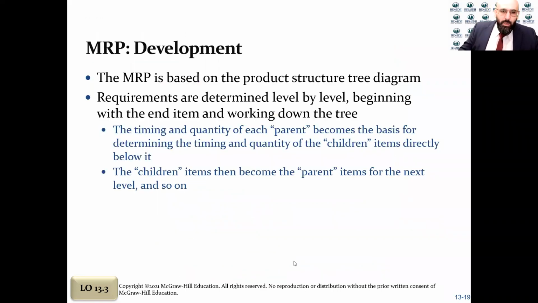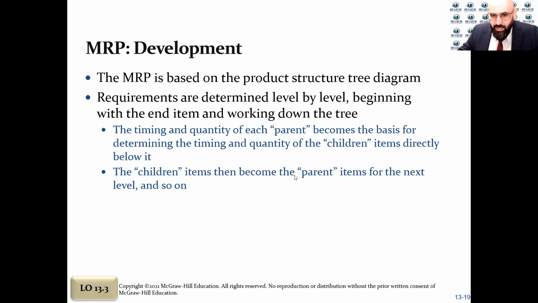All right, now moving into the development. The MRP is based on the product structure tree diagram. So the first thing that we need to use is the bill of material or the tree diagram for a product to find out what is the product and the sub-assemblies for each one of them. And we need to take a look into the quantities needed from each of these sub-assemblies and how long it will take us to put them together. And this is basically what we do to create the schedule.